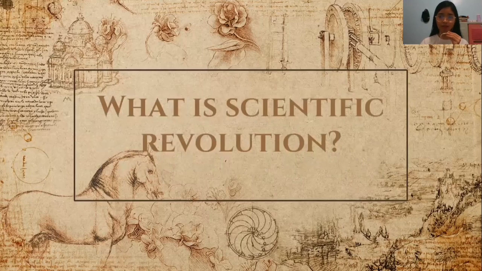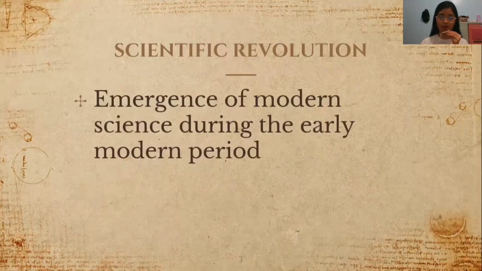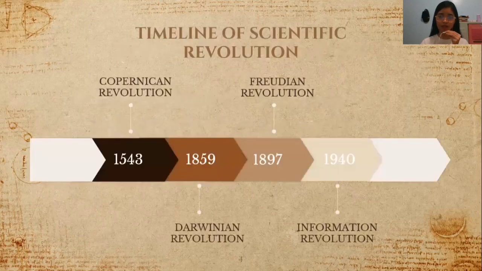What is the scientific revolution? It is the emergence of modern science during the early modern period. It encompasses the developments in mathematics, physics, biology, chemistry, and astronomy. Here is a timeline of the scientific revolution to summarize the important or notable stages in this revolution.